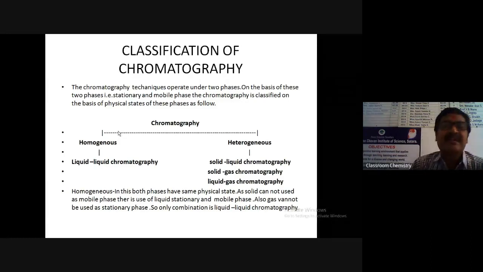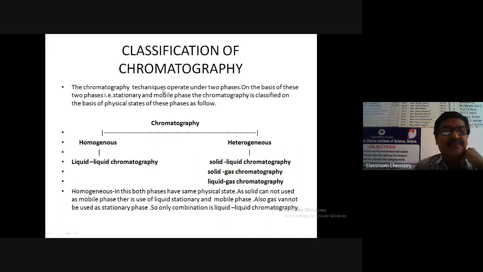Classification of the chromatography, which is the second point. The chromatography technique operates under two phases, as we know. One is the stationary phase and another is a mobile phase. If you see the chromatography, it has been seen that the operation of the chromatography technique is under the two phases. One is a stationary phase and another is a mobile phase.